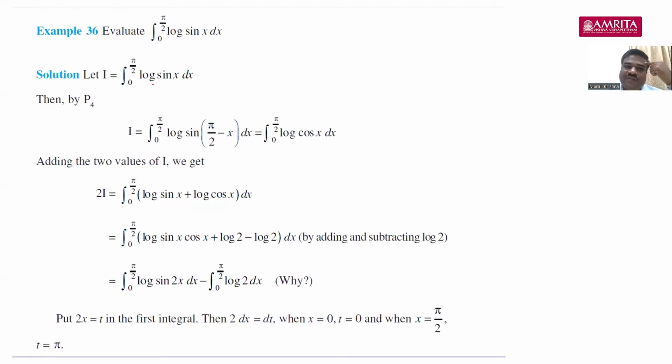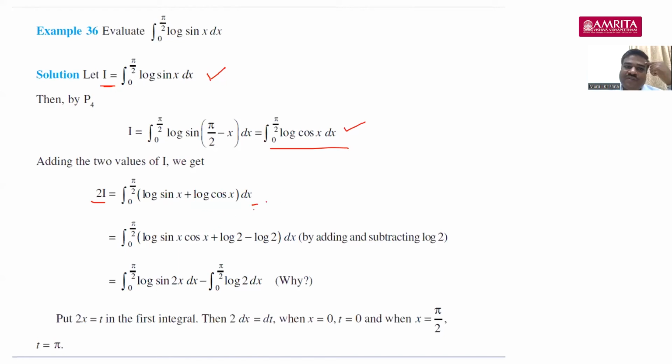Okay, so in this question, please notice this is a lengthier one. They started with I, and they applied the property, and they got a different function, and that function is also a logarithm of cos x. Let us add these two functions. Let us add this I and this I. So they added 2I, log sin x and log cos x. If you do this, based on the property of logarithm, log m plus log n equals log mn.